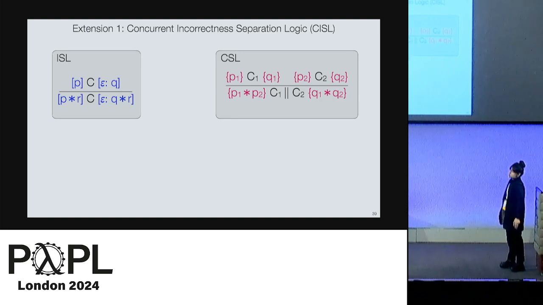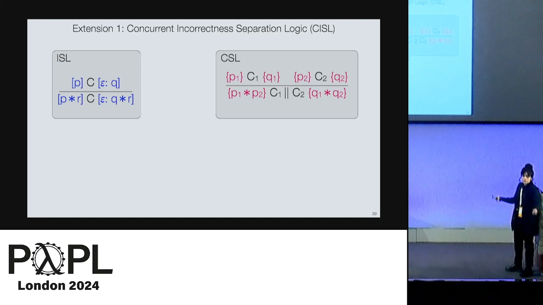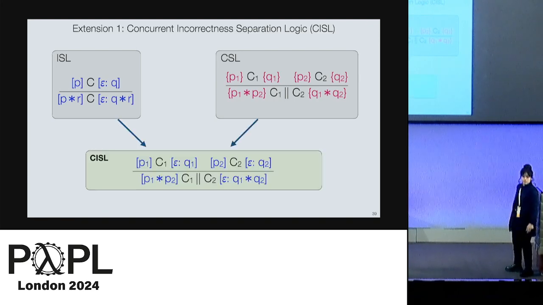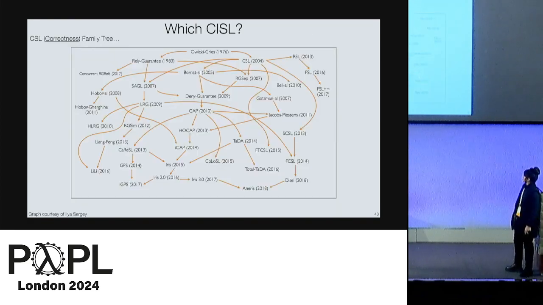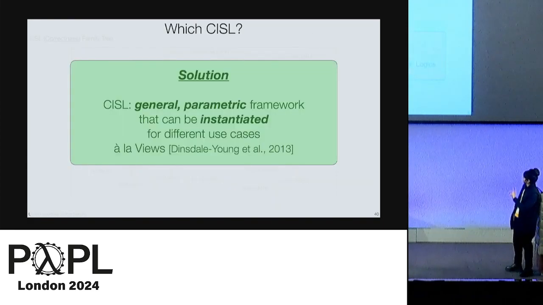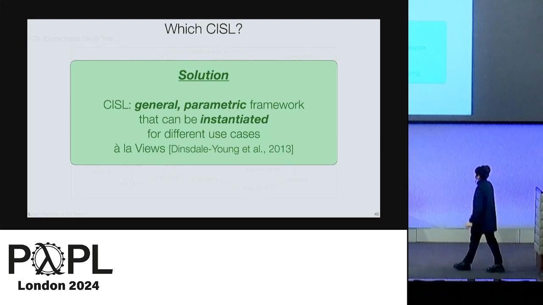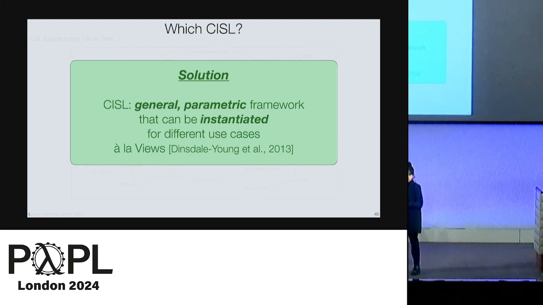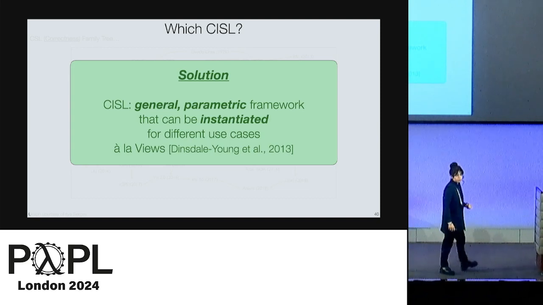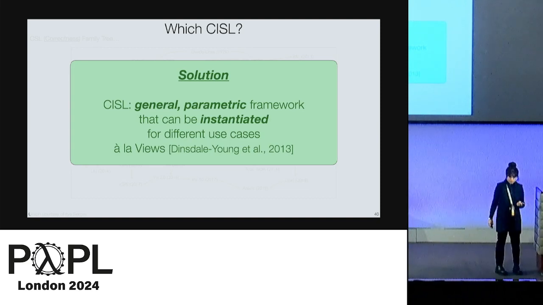So here is the original CSL, concurrent separation logic rule, this reasoning principle that says if you want to reason about a concurrent program, you want to be able to analyze each one of the threads in isolation and combine the result. And we wanted to put these two together and get CISL, concurrent incorrectness separation logic. So we did that. I'm going to skip. And we have a general framework that can be instantiated for finding different classes of concurrency bugs. We've shown how to do it for detecting data races. We've done this to show how to detect deadlocks and also memory safety bugs.